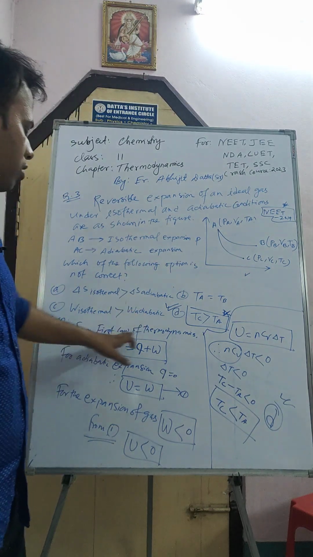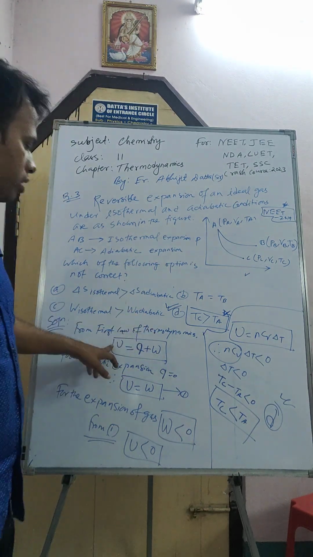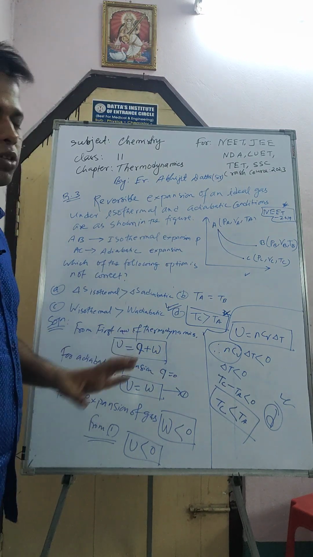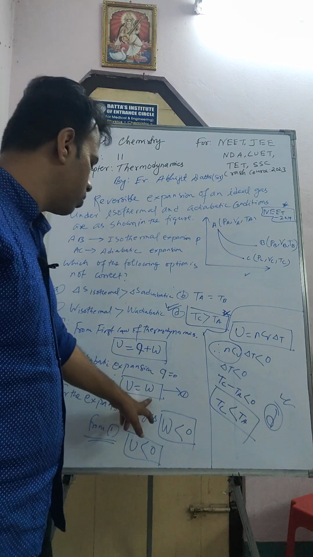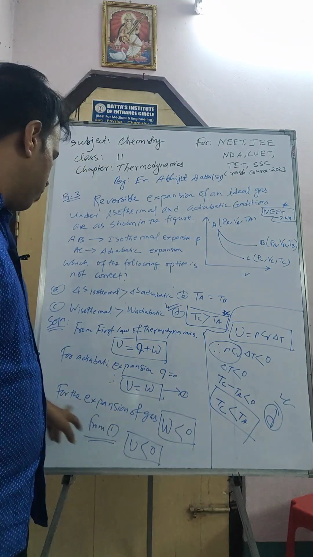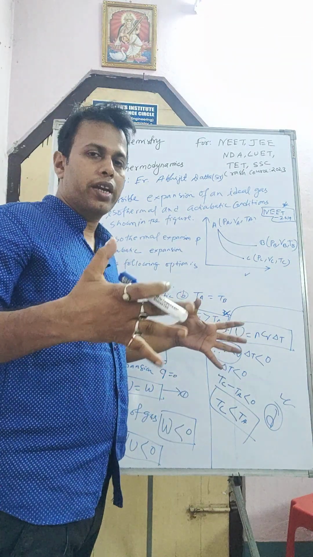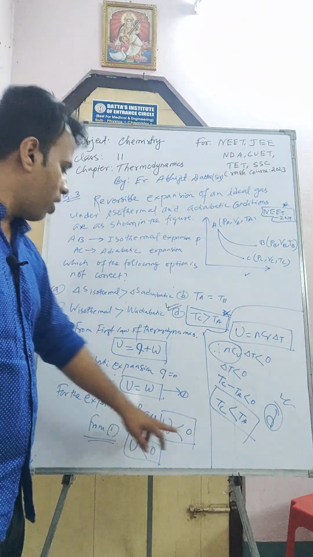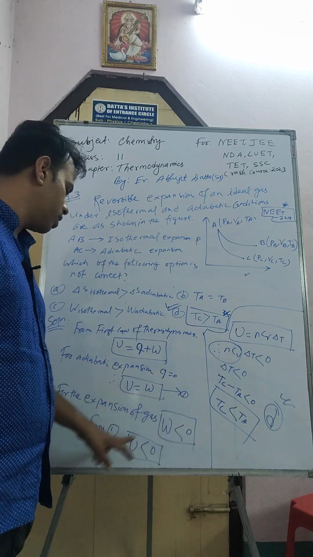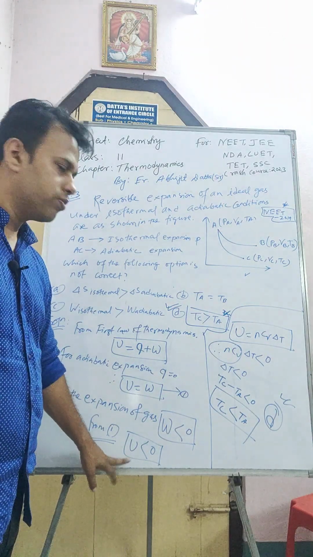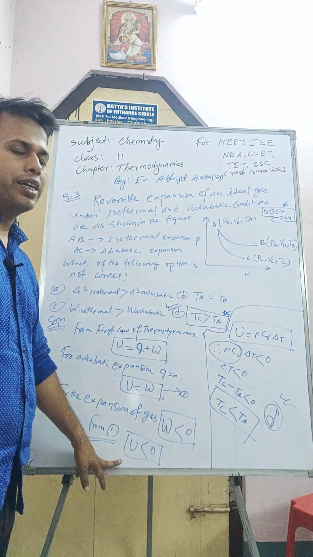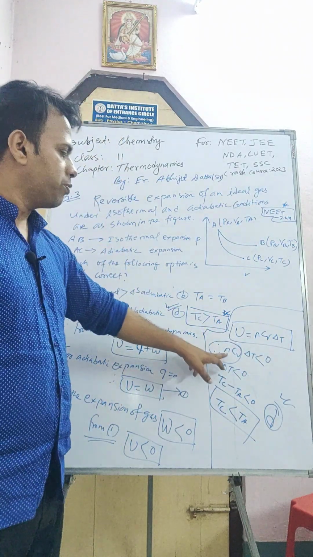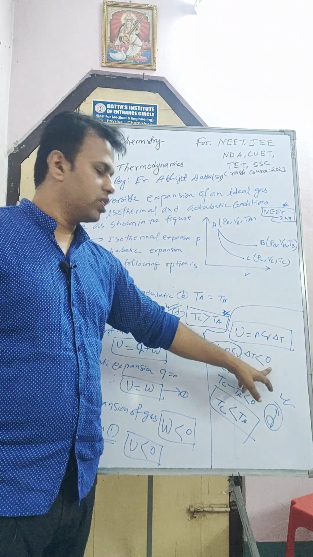From the first law of thermodynamics, we know that ΔU equals Q plus W. For adiabatic expansion, Q equals 0, so ΔU equals W. For expansion of gas, work done is less than 0, negative. So from equation 1, ΔU is less than 0. The formula of internal energy is ΔU equals nCv ΔT. This part is constant, so ΔT is less than 0.